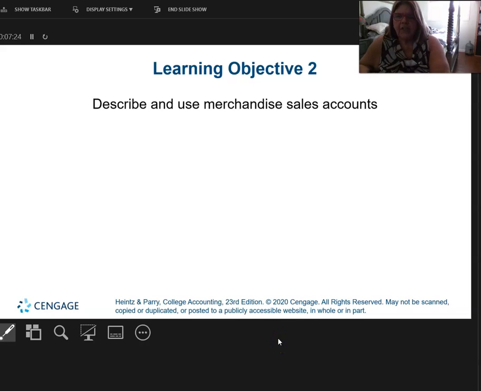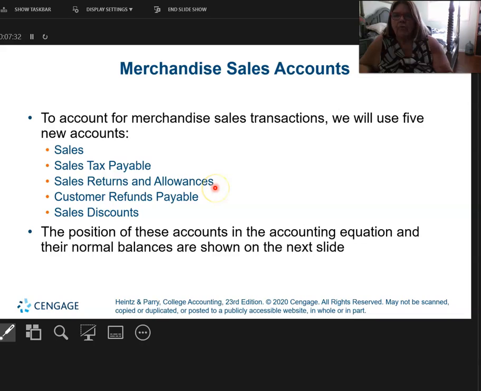So next for chapter 10, we're going to look at how to use merchandise sales as an account. When I actually sell product, I'm going to have 5 new accounts that I did not have when I was a service business. I'm going to have something called sales. This will actually be my revenue account.